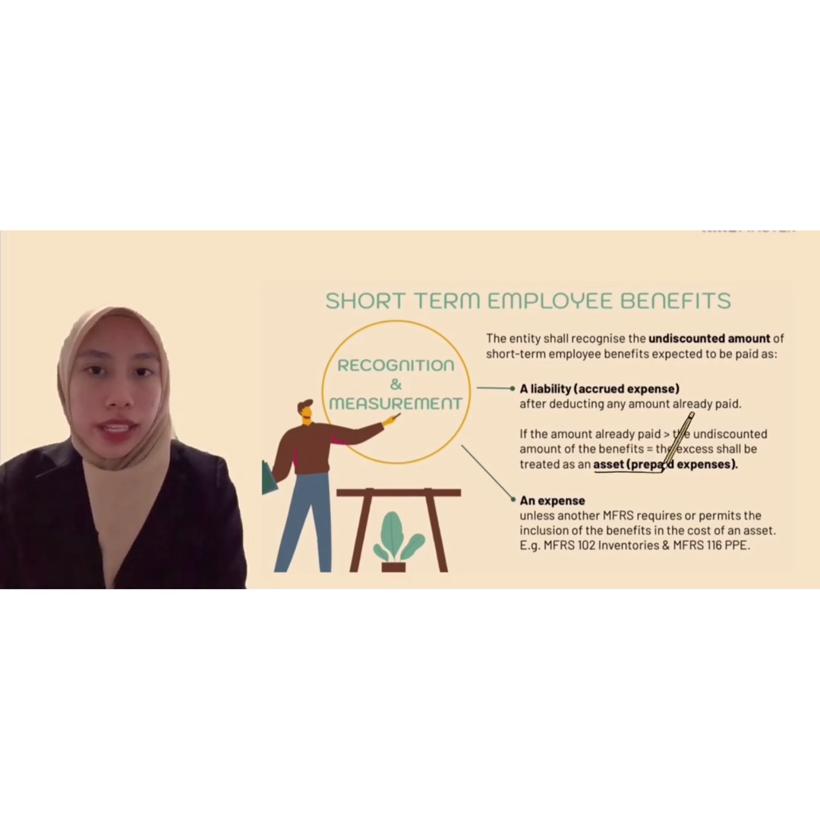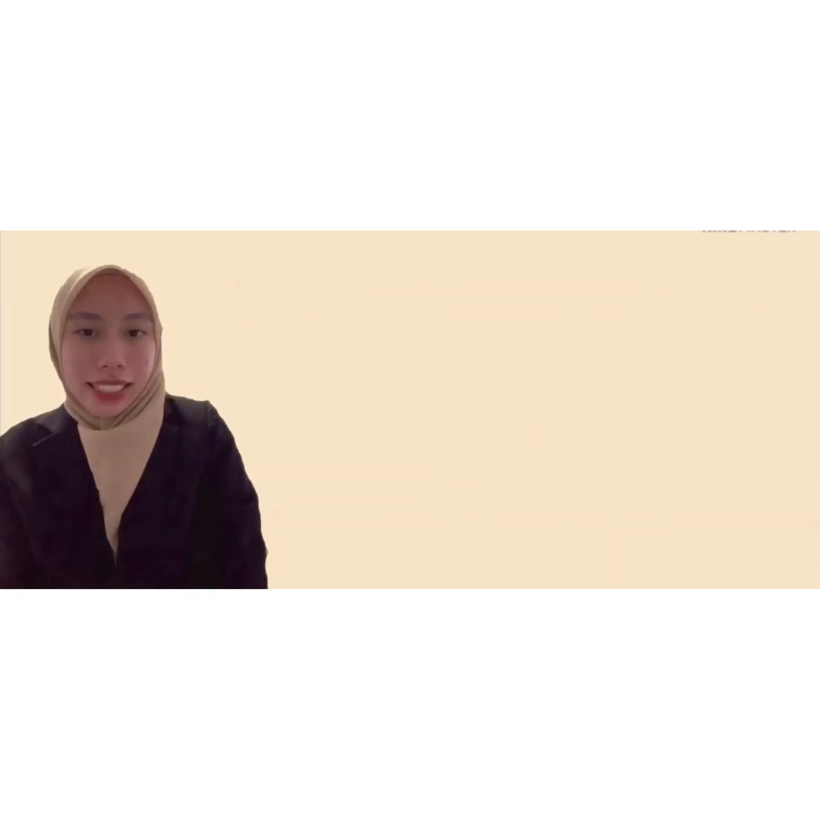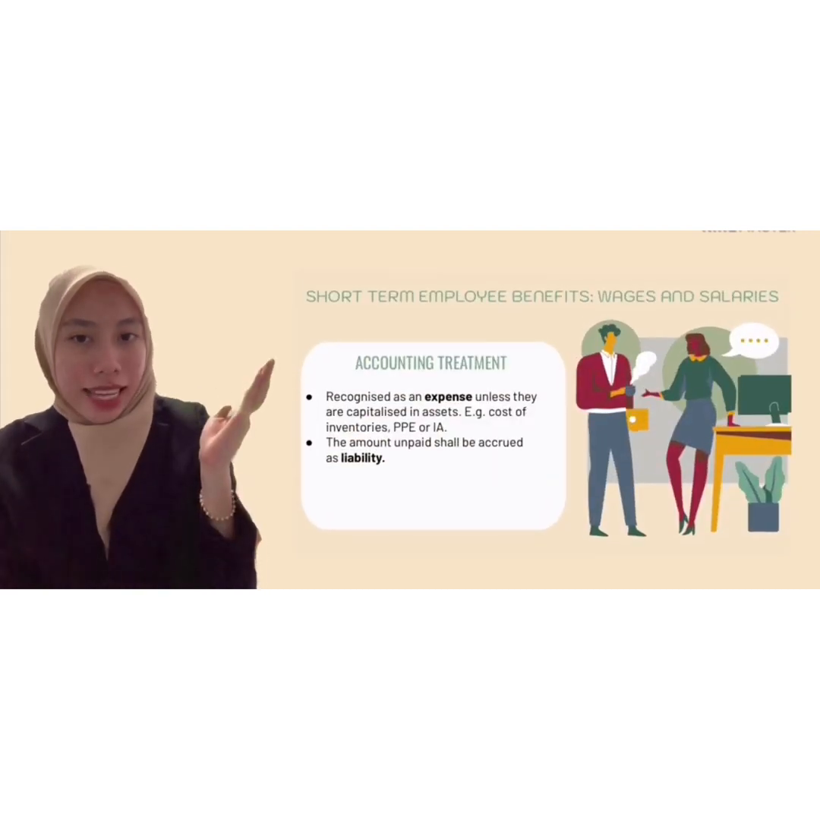is a prepaid expense. The entity also shall recognize the short-term employee benefits as an expense unless there is another MFRS that requires the benefits to be included in the cost of an asset, such as MFRS 102 Inventories and MFRS 116 PPE. The first category under short-term employee benefits is wages and salaries.